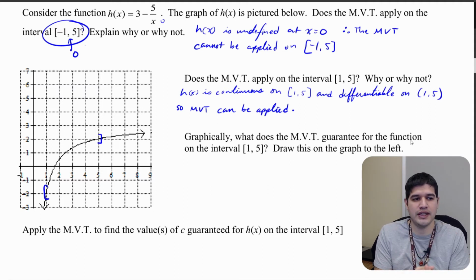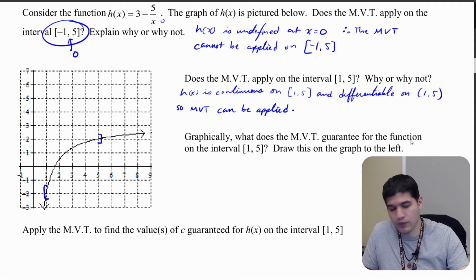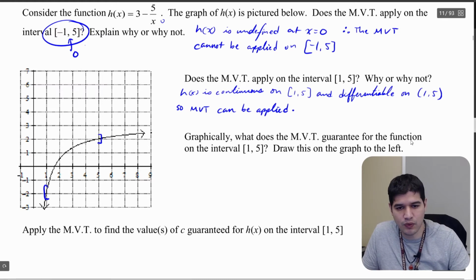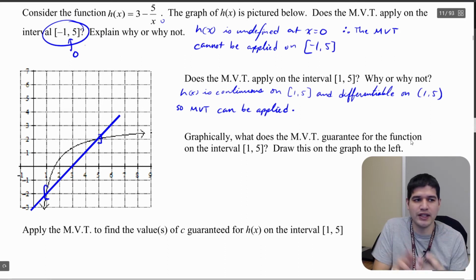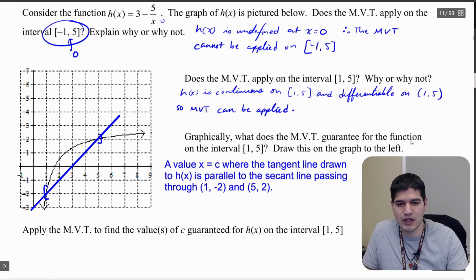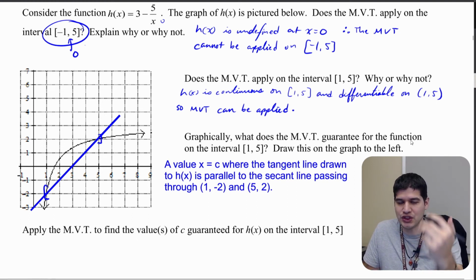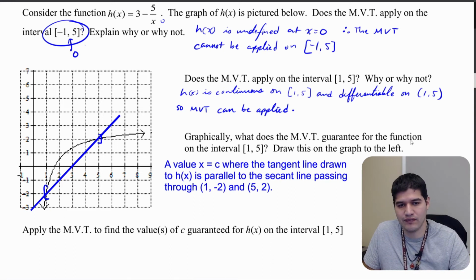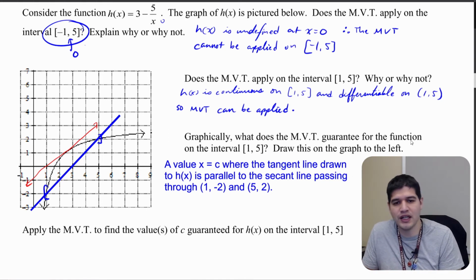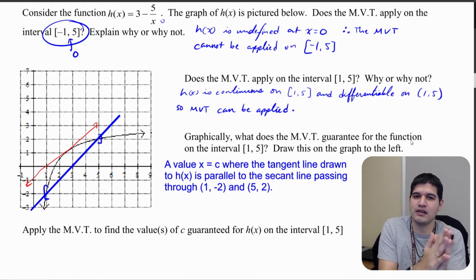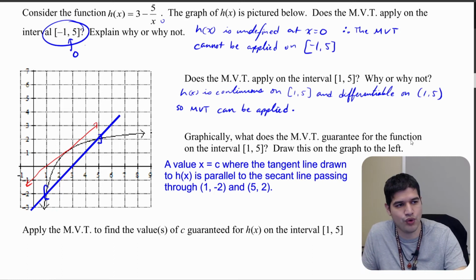And so we want to draw this on the graph. So really what we want to do is let's connect the points from 1 to 5, all right? Something like that. And so what we're guaranteed is that somewhere in between here is a tangent line where it is going to be parallel to that secant line. And you can kind of see it here. If I draw a tangent line almost at x equals 2, you can see, maybe if my sketch was a little bit better, that the secant line is parallel to that tangent line that I just drew there in red.